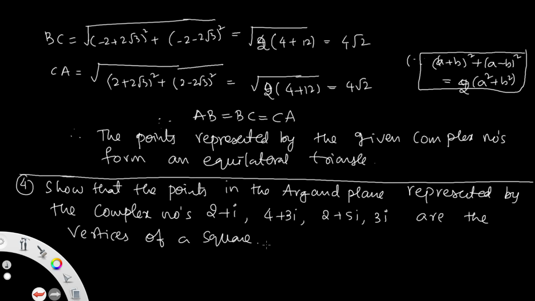Same method, similar method. The given points are represented in the Argand plane. Complex numbers are given. First, we have to change them into point form. To prove that it is a square, all the sides must be equal and the diagonals also equal. So we have to prove that much only. So now, draw the figure first, the square figure with the given points.